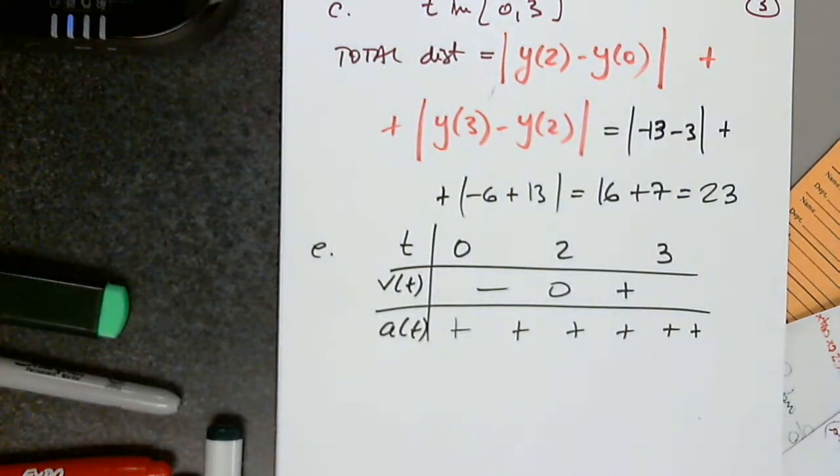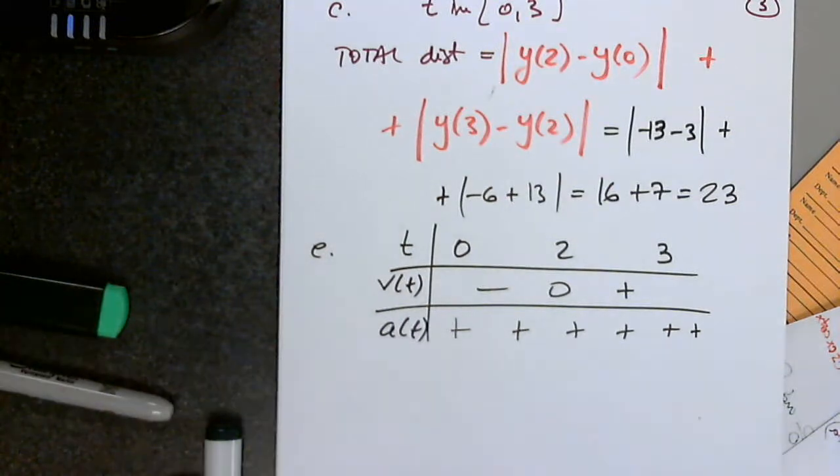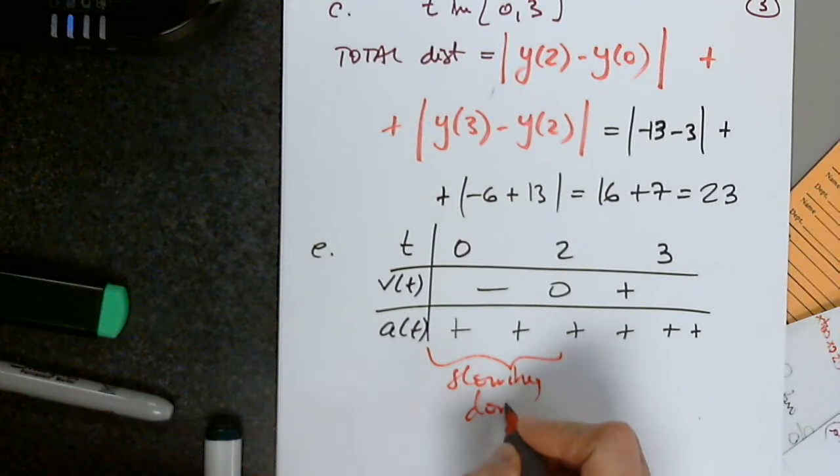Because it's 6t. And we said the following, that if the velocity is going down, a vector pointing down, but the acceleration is a vector pointing up, what happens to the particle? The two forces are against each other. So what will happen to the particle? Yes, between 0 and 2, slowing down.